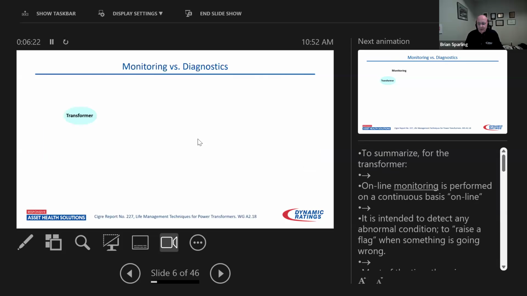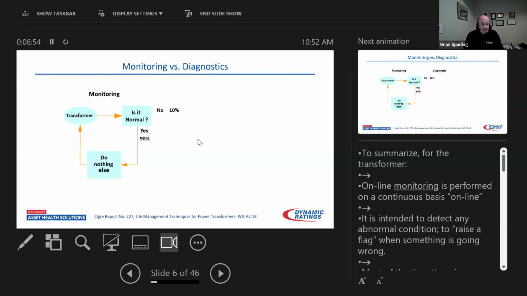So, talking about monitoring versus diagnostics. This is information that comes out of another CIGRE guide, number 227, Life Management Techniques for Power Transformers. It was published some time ago, but it applies today. Monitoring, whether it's online or offline, is there to answer one question: is the unit behaving normally? Yes or no? 90% of the time, it is. And in that case, we'll do nothing, just carry on.